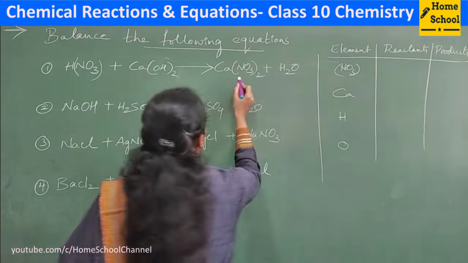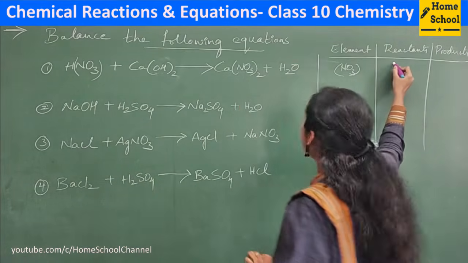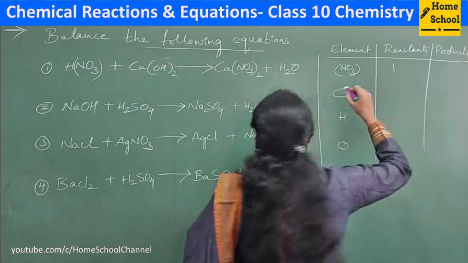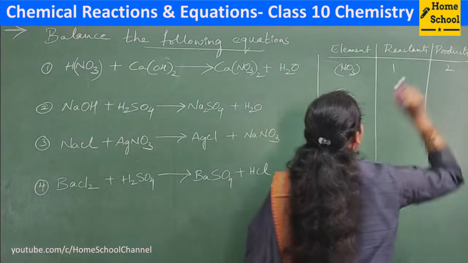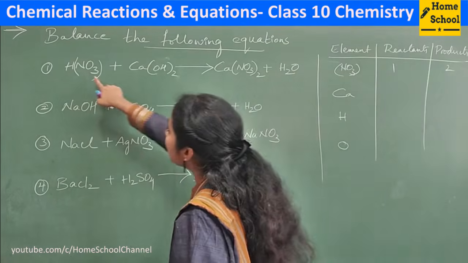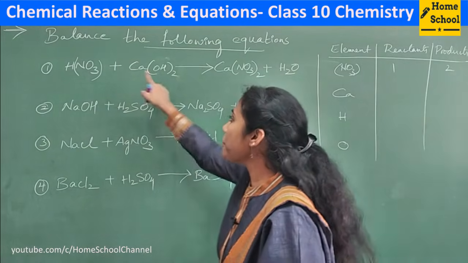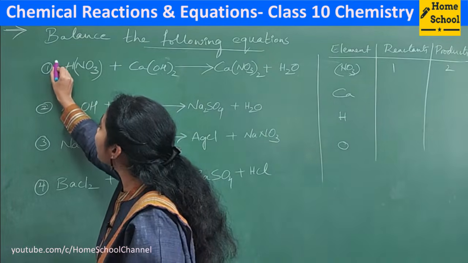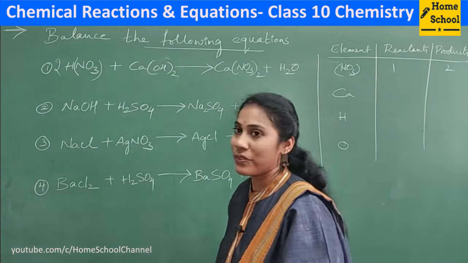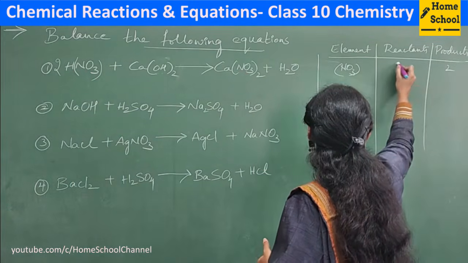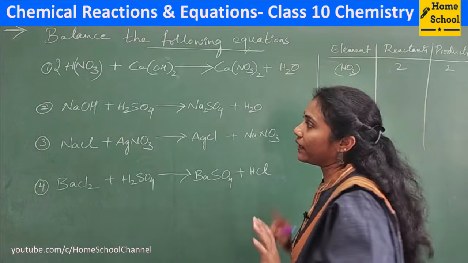NO3. So how many NO3s are in the reactant side? You have only 1 in the reactant side, and in the product side how many NO3s are there? 2 are there, right? So you have to balance the NO3 groups in the reactant side. You should make this NO3 2. So where do you put the digit 2? Here you will put the digit 2, right? So now it has become reactant side also 2 NO3, product side 2 NO3.